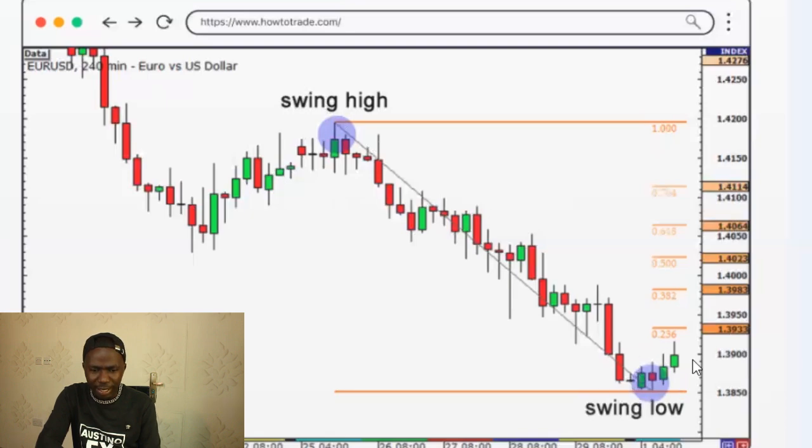So this is where you made the market. You can see that the market got to this point and began to make a retracement. You can see these two green candles telling you that the market is making a retracement from this level.